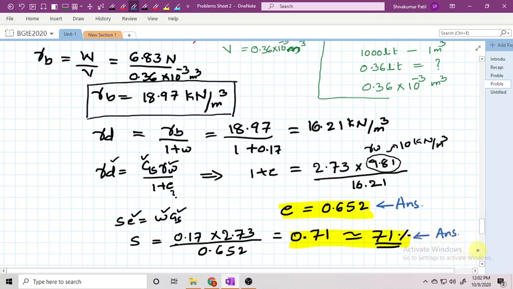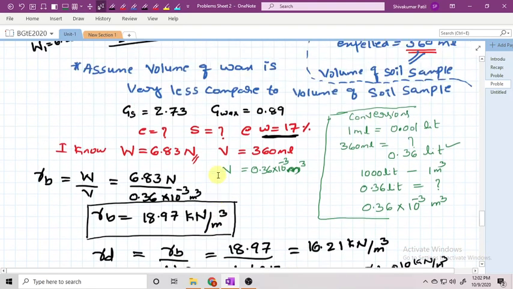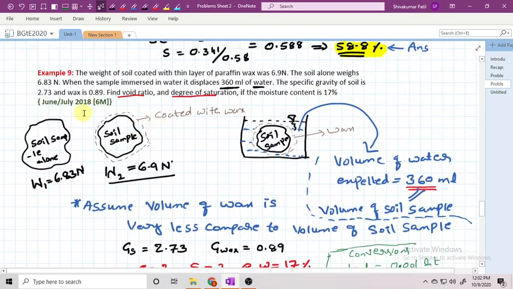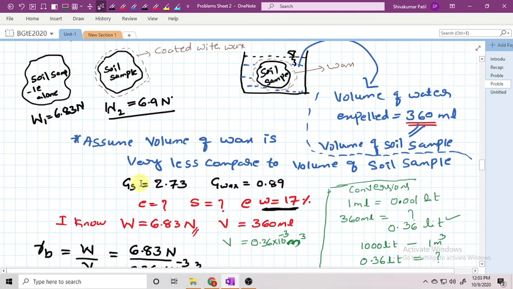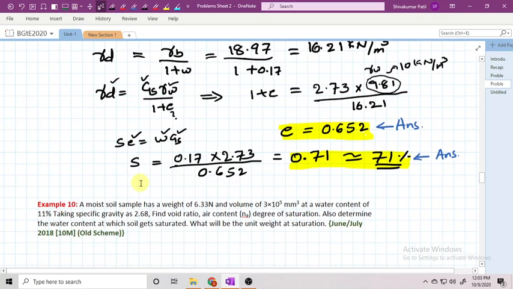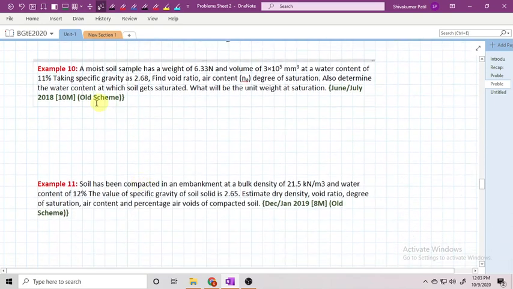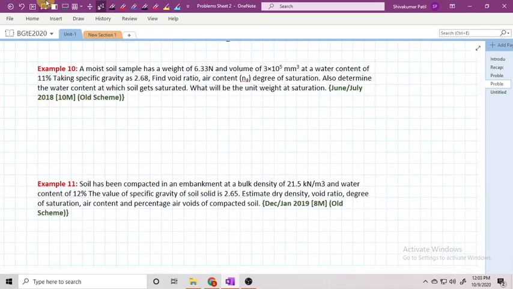So this problem was asked in the year 2018 for 6 marks. Very simple. Next problem, it is also asked in 2018.